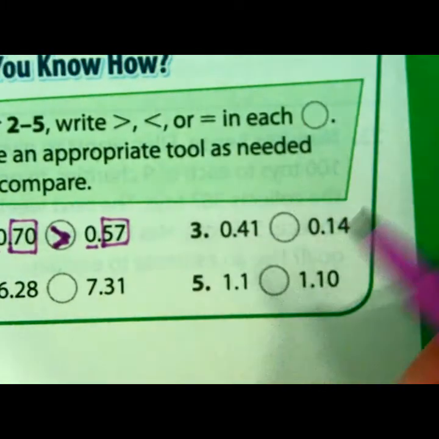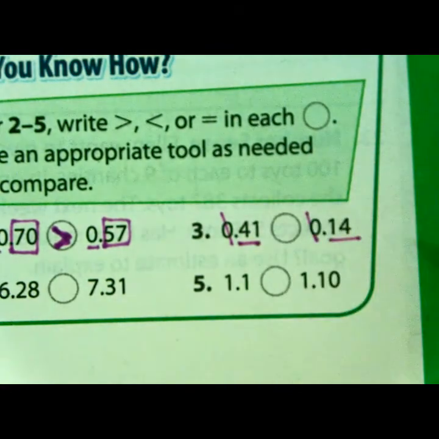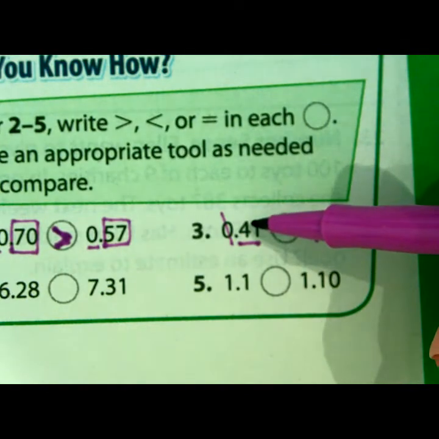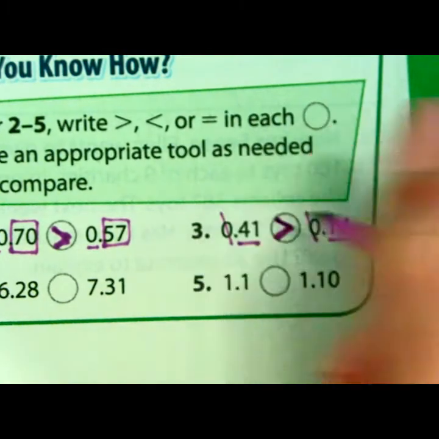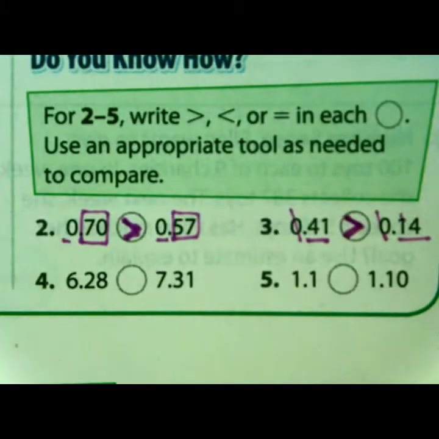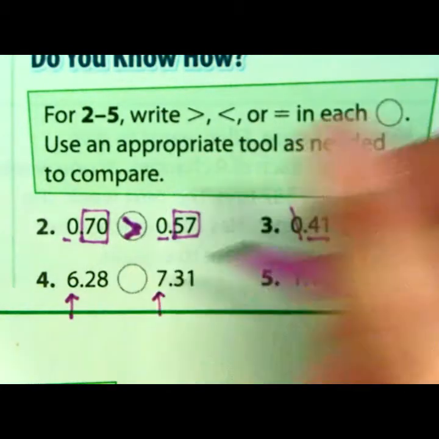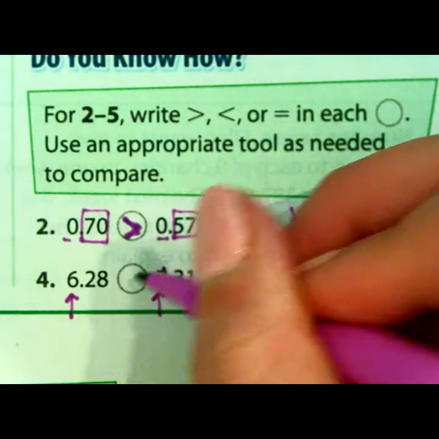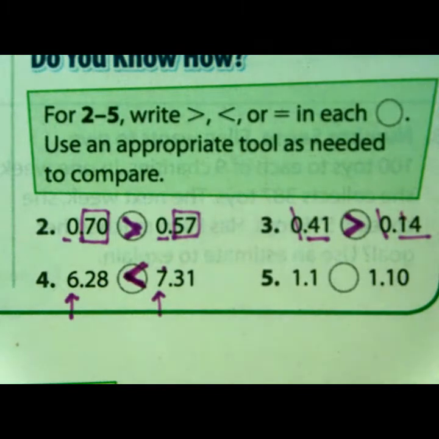Let's look at number 3. Can't compare the whole numbers because they're both zeros, so we're comparing the decimals. 41 hundredths or 14 hundredths, meaning 41 pennies in your pocket or 14. 41 is obviously going to be greater. Let's look at number 4. Now, I notice right here, it's kind of like you have 6 whole dollars versus 7 whole dollars. So which one is more? Obviously, 7 and 31 hundredths, because 7 is greater than 6. Let's look at the last one.